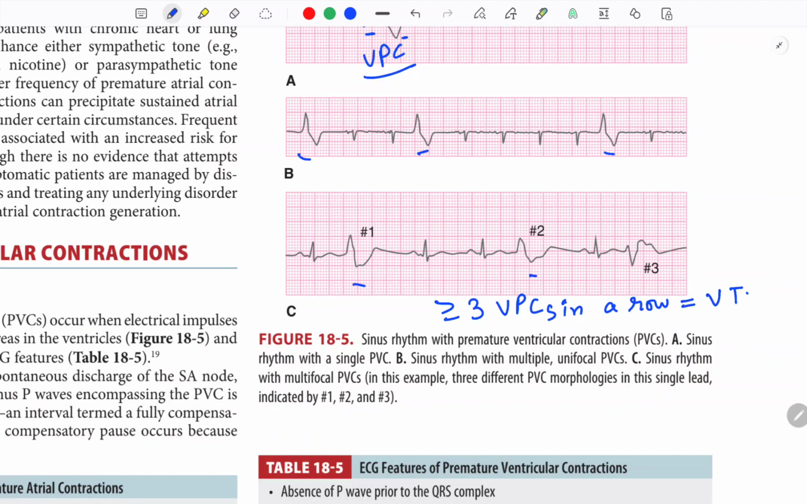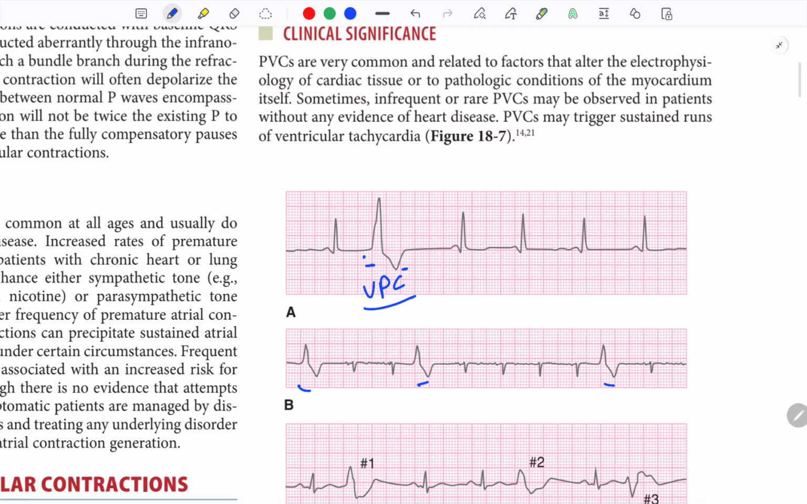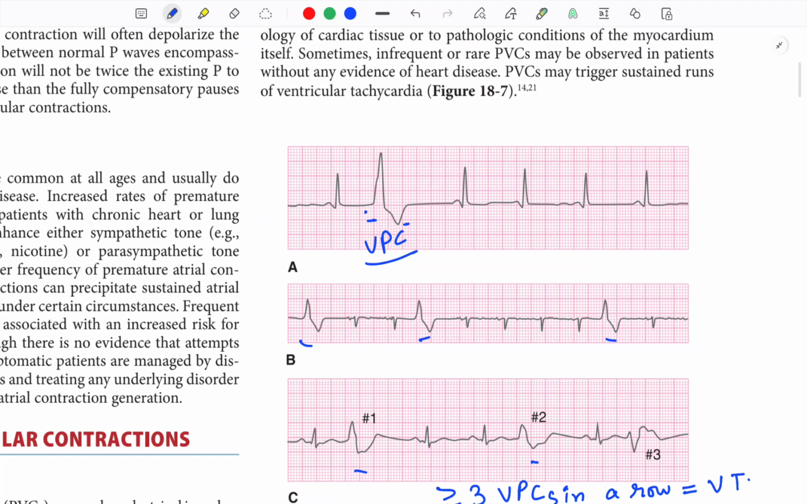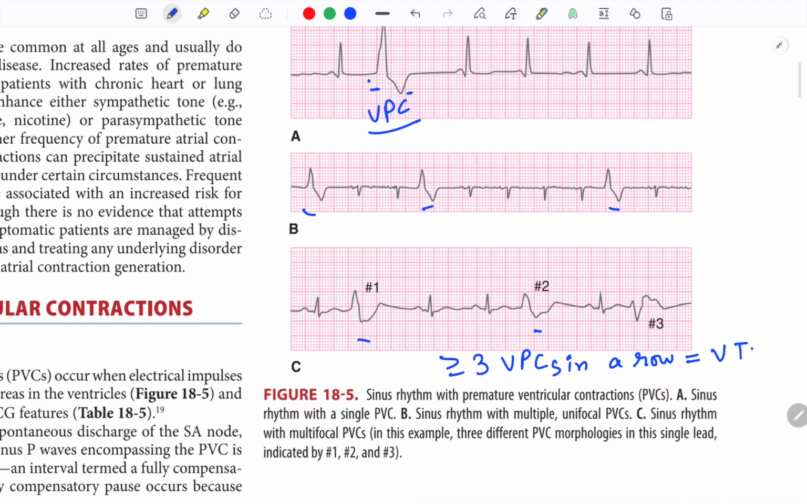What is ventricular bigeminy? So every second pulse is a VPC. And what is ventricular trigeminy? Every third pulse is a VPC. For example, 1, 2, 3, third pulse is a VPC. 1, 2, 3, third pulse is a VPC.